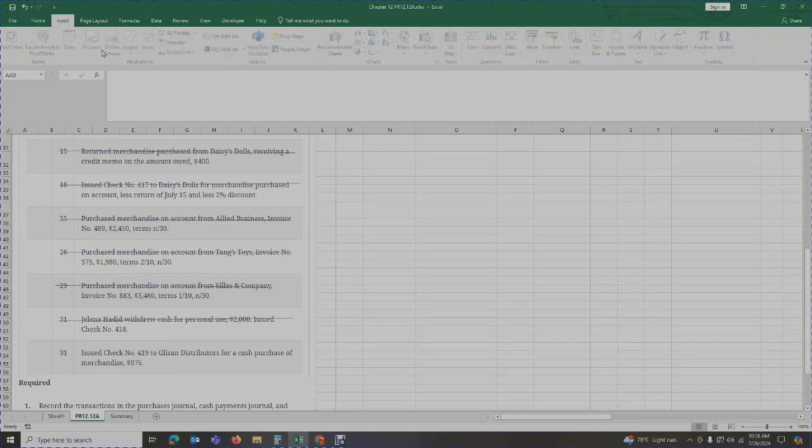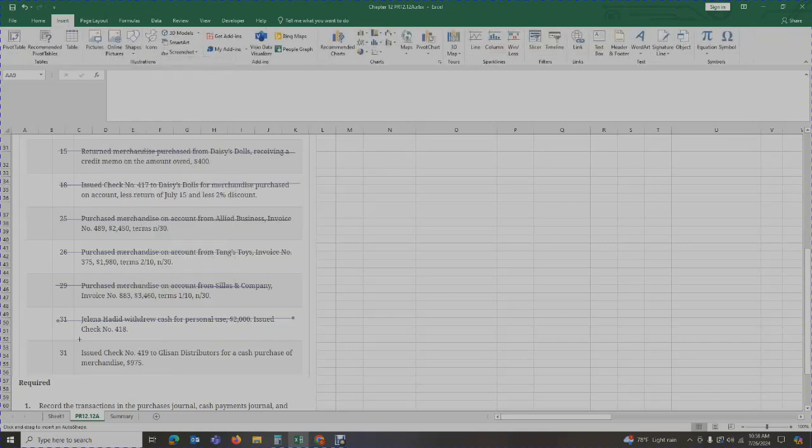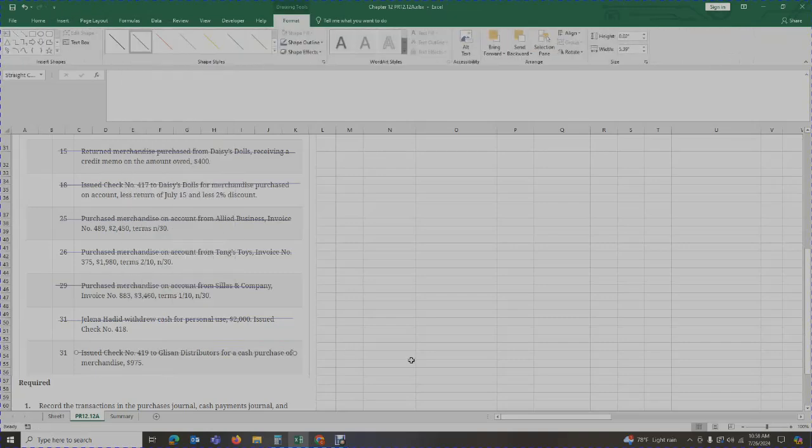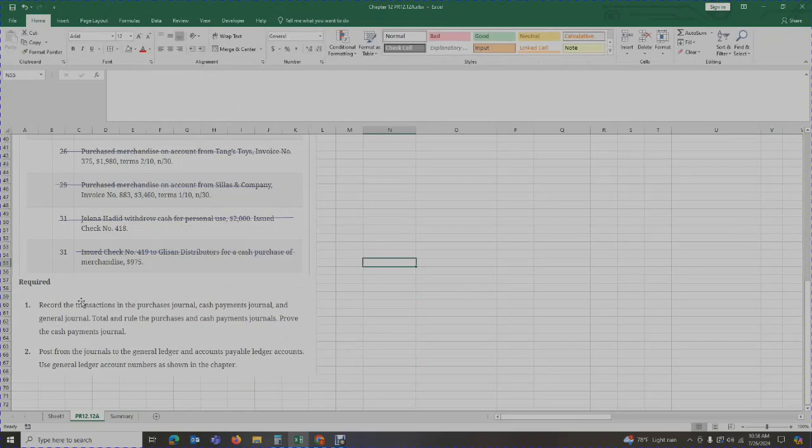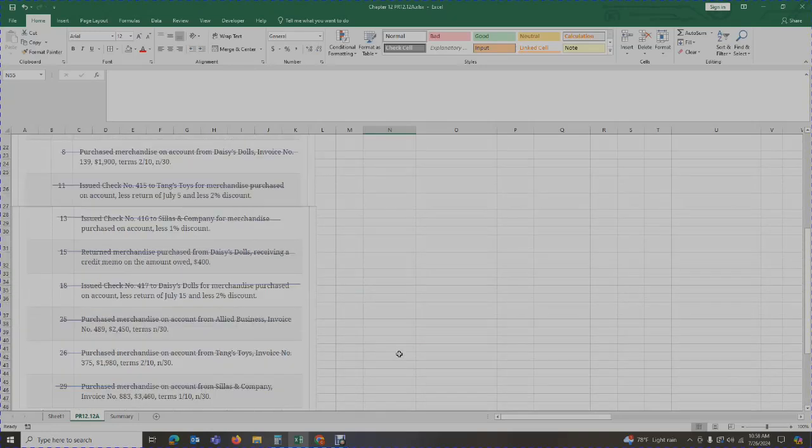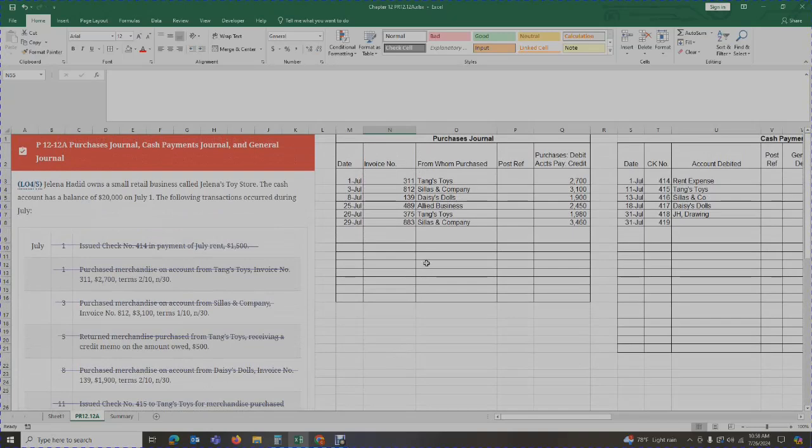Let me go ahead and mark this one. Okay. So now let's read the instructions. Record the transactions in the purchases journal, cash payments journal, and general journal. Done. We've already done that. Now they're telling us to total and rule the purchases and cash payments journals. Prove the cash payments journal. So now we have to basically balance them out. Let's get a total for my purchases.